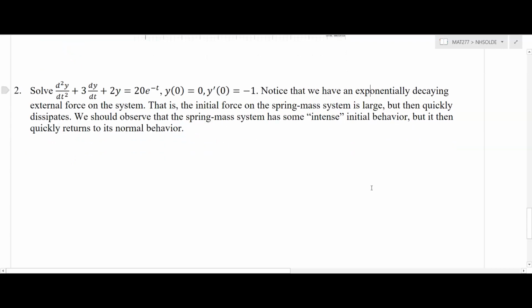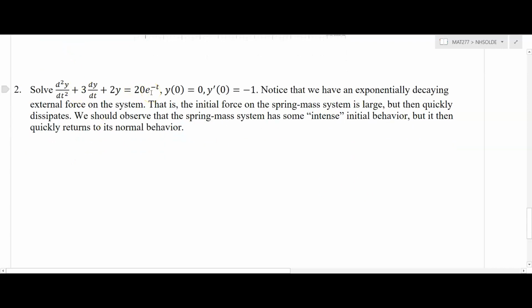Now let's consider another situation. Here we have an exponential forcing function. Notice that we have an exponentially decaying external force on the system. That is, the initial force on the spring mass system is large, but then quickly dissipates. We should observe that the spring mass system has some intense initial behavior, but that it then quickly returns to its normal behavior. So let's think about the size of this. This has to be in newtons, which is equal to kilograms multiplied by meters per second squared. You can think about it as similar to the force that we had up top, except this force is going to change over time.